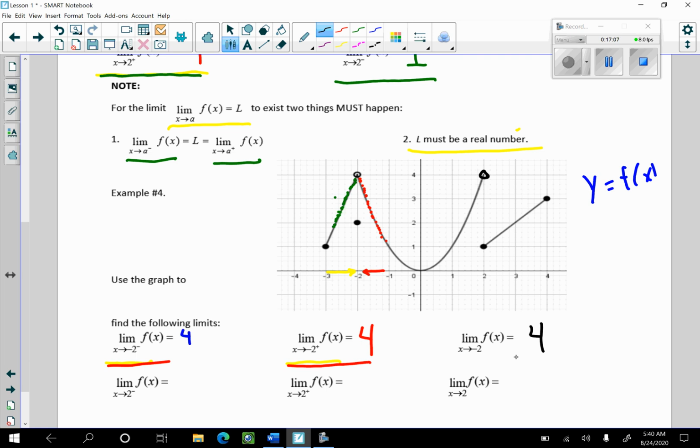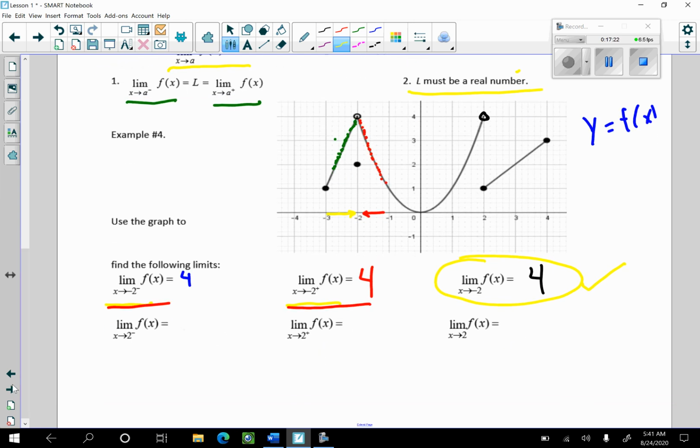And 4 is a real number. And the left-hand limit equals the right-hand limit. So now we can confidently say that that limit does indeed exist. All right, so let's do these.